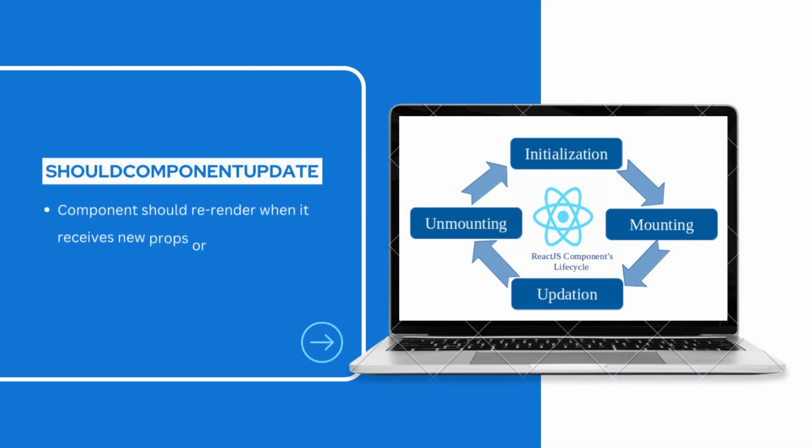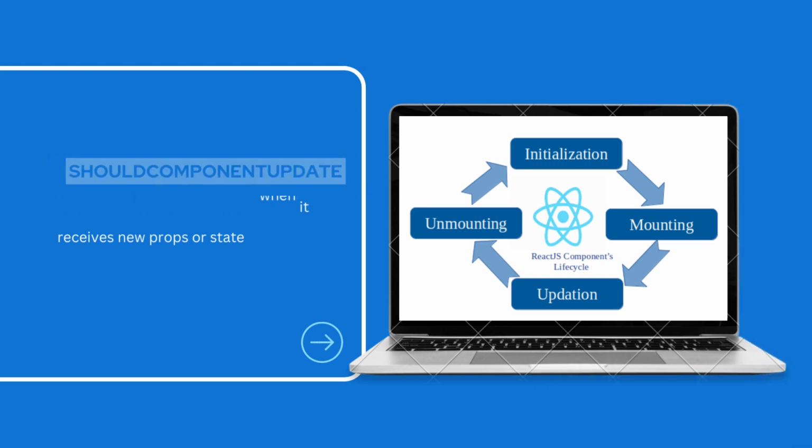So our next method is shouldComponentUpdate, which is a lifecycle method that allows you to control whether a component should re-render when it receives new props or state. It takes in the next props and state as arguments and should return a Boolean value. You can use shouldComponentUpdate to optimize rendering performance by preventing unnecessary re-renders. For example, you might compare the current props and state with the next props and state and return false if they are the same, indicating that no re-render is needed.